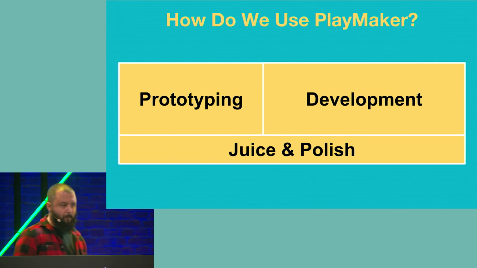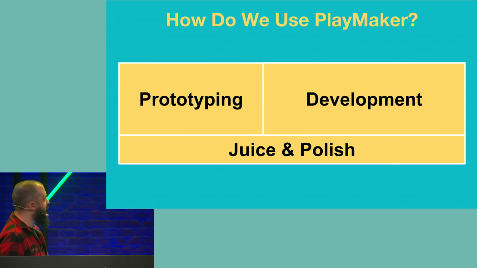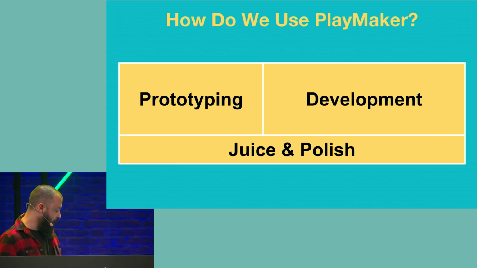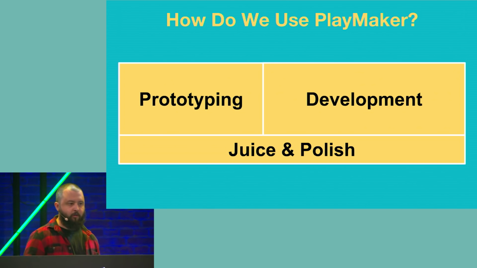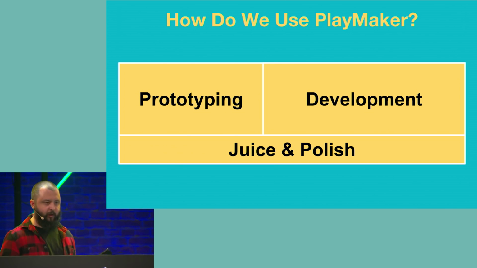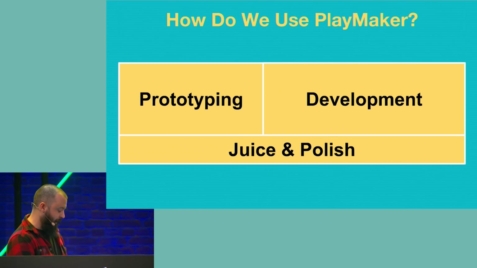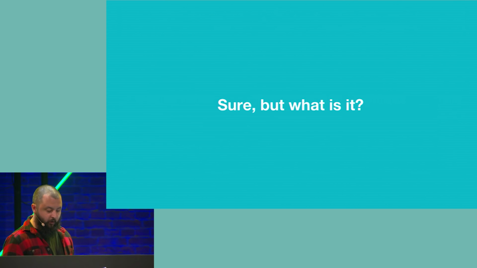So how do we use it? We use it extensively in all of our prototyping. We prototype absolutely everything, in quite a lot of detail a lot of the time. But then also beyond prototyping, right into development, where we fully integrate it with our own systems. And we use it throughout what we call the juice and polish pass, which you'd often think of as the thing that happens at the end of your process. But for us, it starts at the very beginning in the early prototypes, which seems crazy, polishing prototypes, right? And then it carries all the way through to the very end. I'll explain how we're able to do that, thanks to PlayMaker, really.